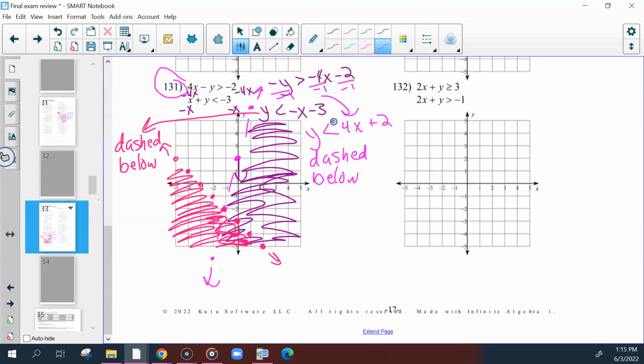So the overlapping shaded area would be this small triangle here. So when you have systems of inequalities, make sure you're either using two different colors, two different directions of shading, maybe shade one lightly, shade the other one darkly, something like that.